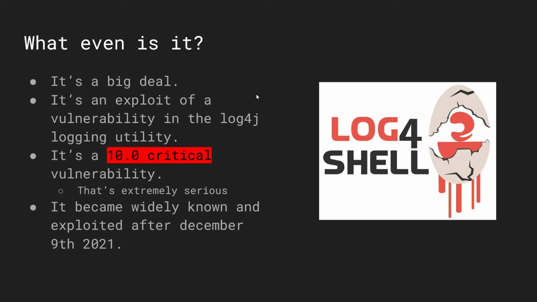So what even is it, right? Well, firstly, it's a big deal. It's an exploit of the vulnerability in the Log4j logging utility. We'll get into what that is and why that's important and why it's everywhere. And guess what? It's a 10.0 critical vulnerability. According to NIST, who's usually in charge of CVEs and that kind of stuff, I think it's NIST. Either way, it doesn't really matter. They all agree that it's 10.0 critical.